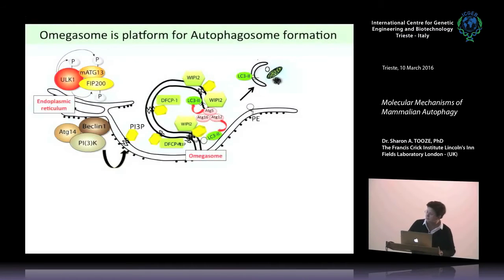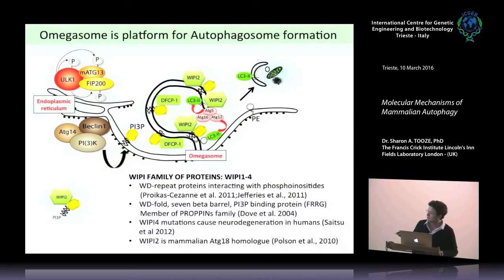Just to remind you, the WIPI proteins are the PI3P effectors, so we knew that. In humans, there are four proteins, called WIPI1 to WIPI4. WIPI stands for WD repeat proteins interacting with phosphoinositides, and they were first discovered by Tooze and colleagues. Actually, Peter Parker in my institute also found them, based on homology with yeast proteins that bind PI3P. They're WD fold, as the name would suggest, seven-bladed beta propeller domain containing proteins, and they're members of this family called propeller proteins. One of the family members, WIPI4, does act in this pathway, and I won't explain what its function is; it acts downstream of WIPI2.